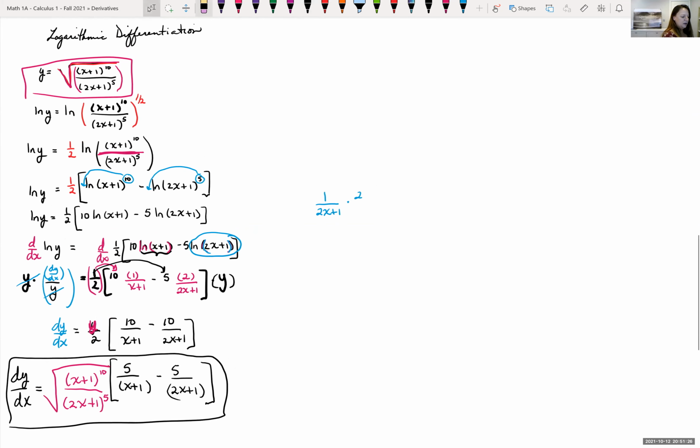Okay, so there is an example where logarithmic differentiation, once you get down to taking derivatives of logs, makes your life a lot easier when you have a really difficult function. Take the logarithm on both sides, use your properties of logs to rewrite it, use implicit differentiation, and then simplify.